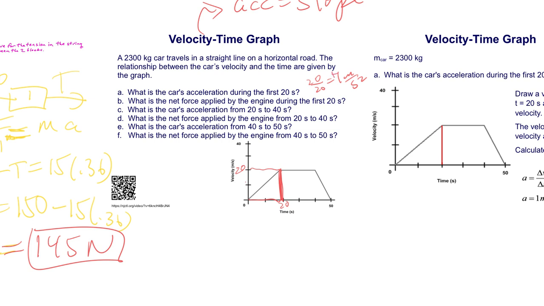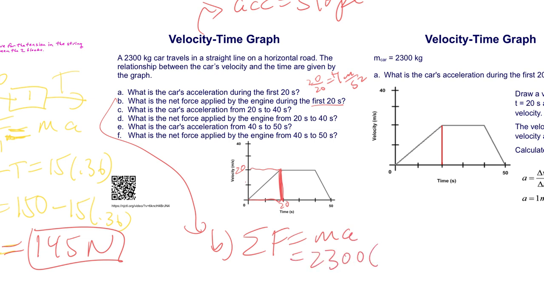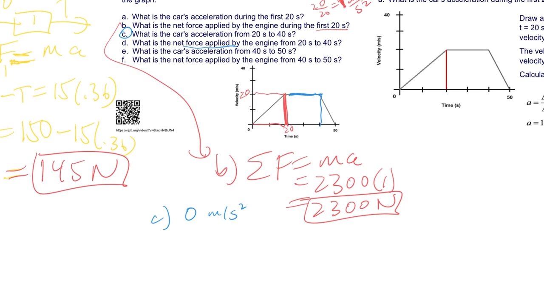What's the net force applied by the engine in the first 20 seconds? Well, the net force equals MA. So it'd be 2,300 times the A you just found, 1. So it's 2,300 newtons. Then from 20 to 40 seconds, well, that's easy because there's no slope. So A is 0. Net force equals 0. If A is 0, net force is 0.